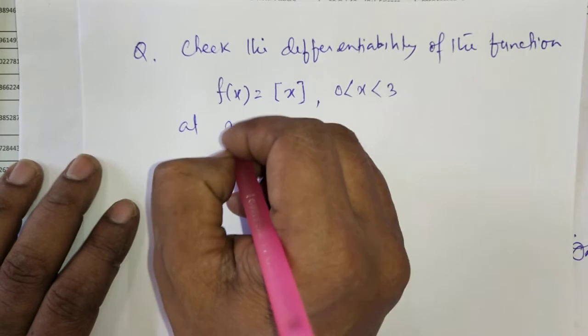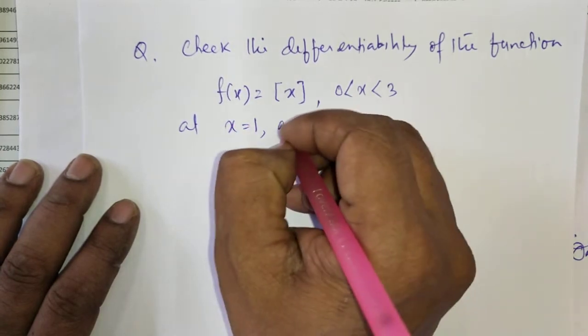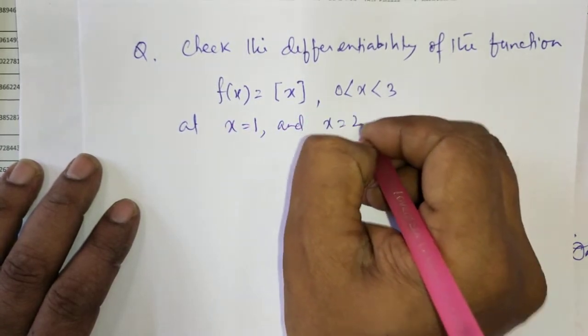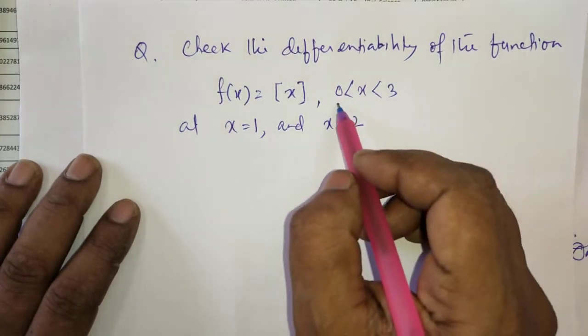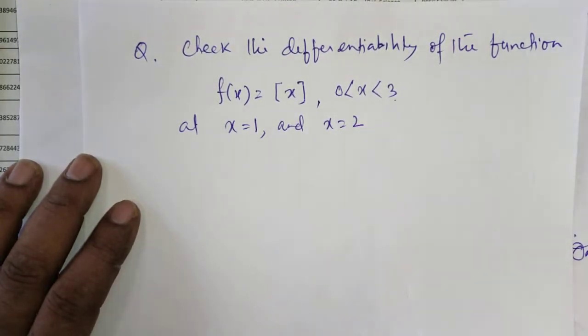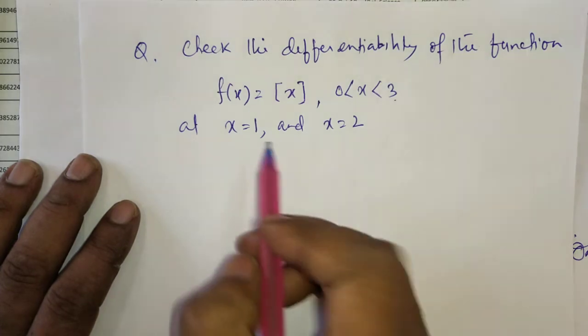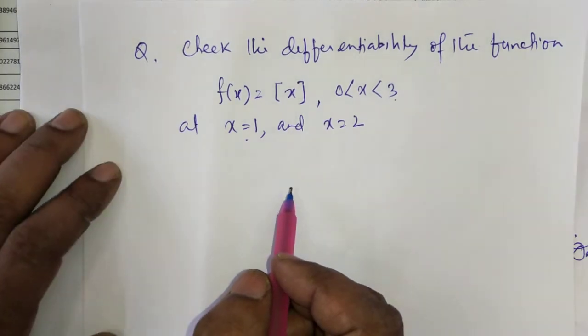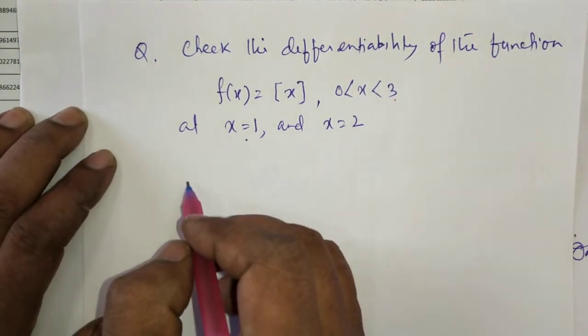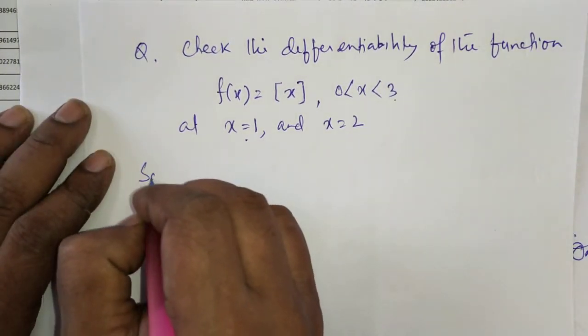At x is equal to 1 and x is equal to 2, 1 and 2 are lying in the domain, inside the domain. So you have to check the differentiability at x is equal to 1 and x is equal to 2. I am going to check x is equal to 1, you check at x is equal to 2.